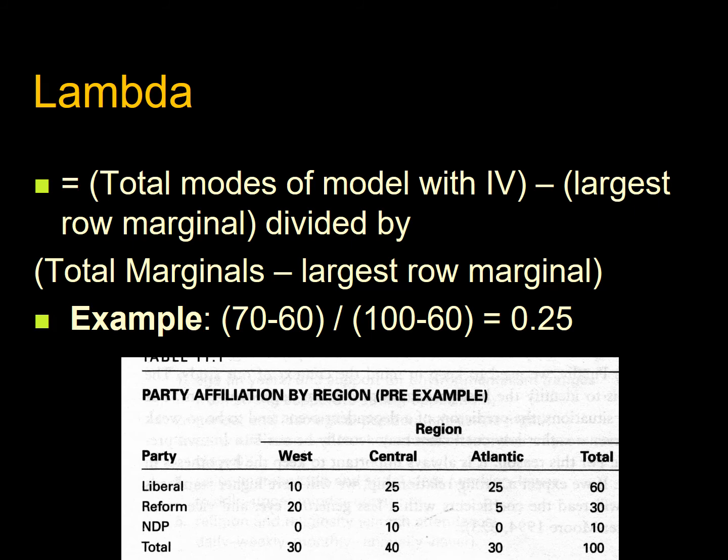And we divide that by the total marginals. And these, again, these marginals are the values in the extreme right total column. So it's going to be 60 plus 30 plus 10, minus the largest row marginal, which again is the Liberals at 60 in the rightmost column, titled total. So that's going to be 70 minus 60 divided by 100 minus 60, which is going to equal 0.25. Right? So 70 is the biggest category per column. It's going to be 20 plus 25 plus 25 minus the largest row marginal, 60. So again, we have a lambda of 0.25.